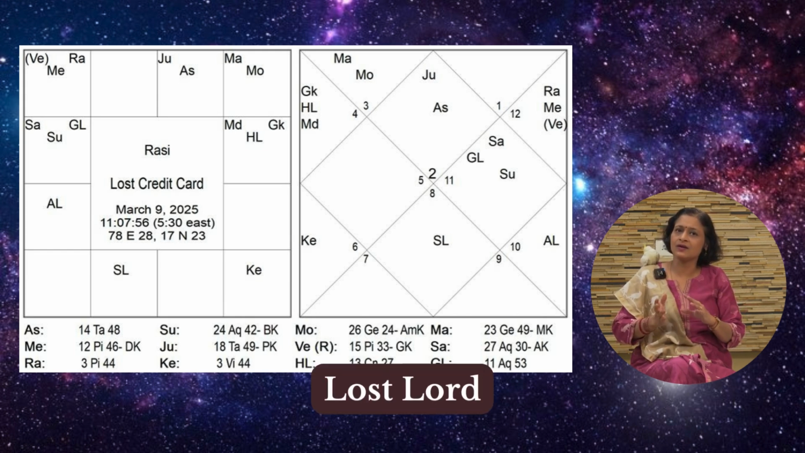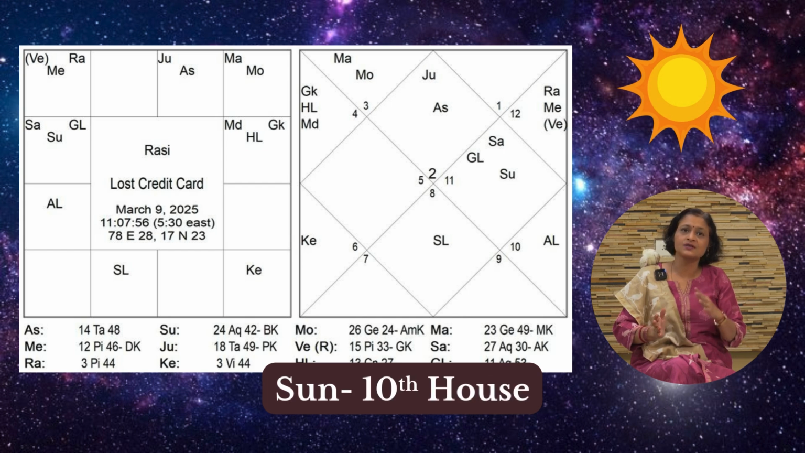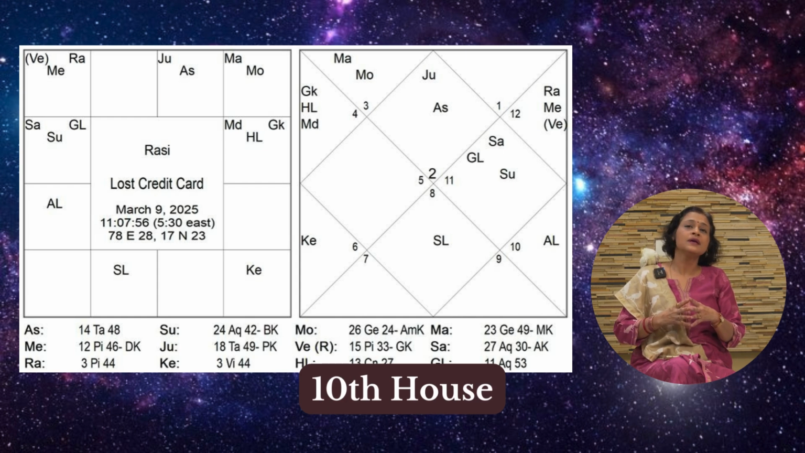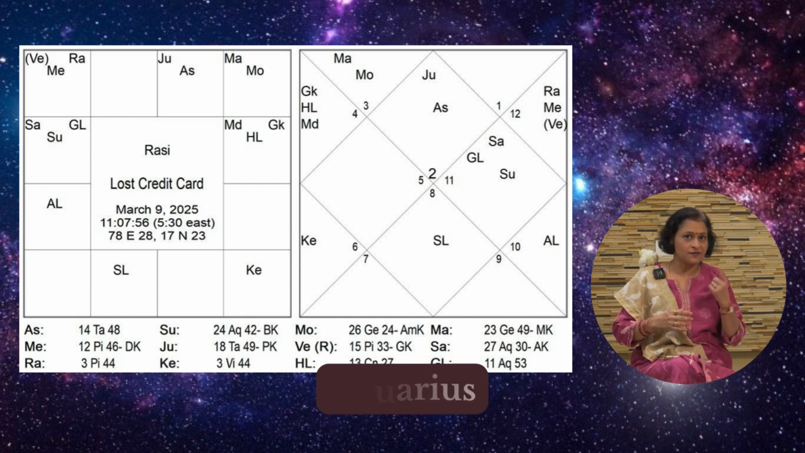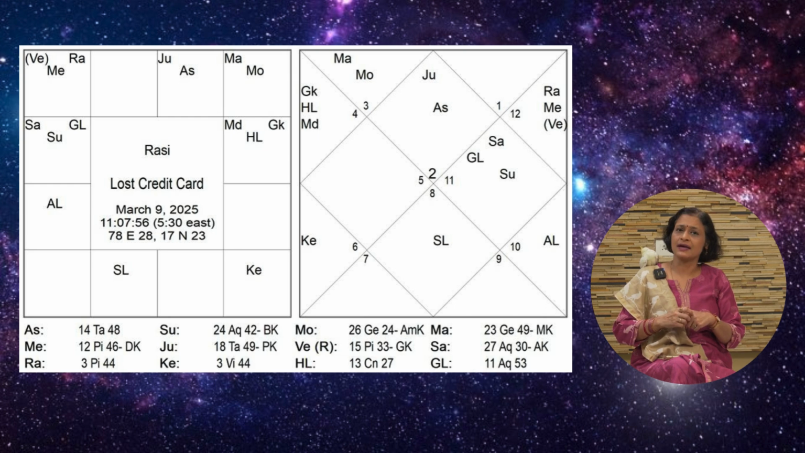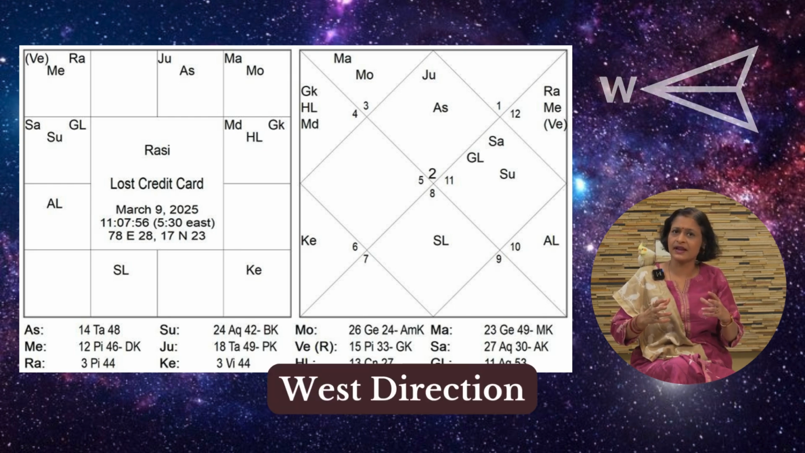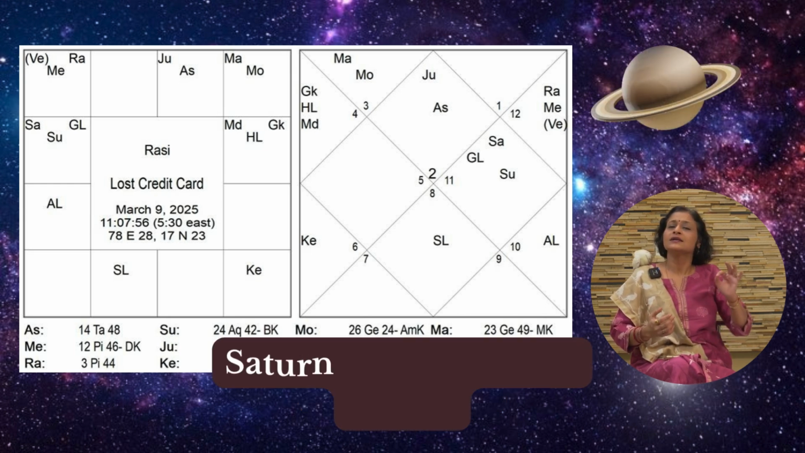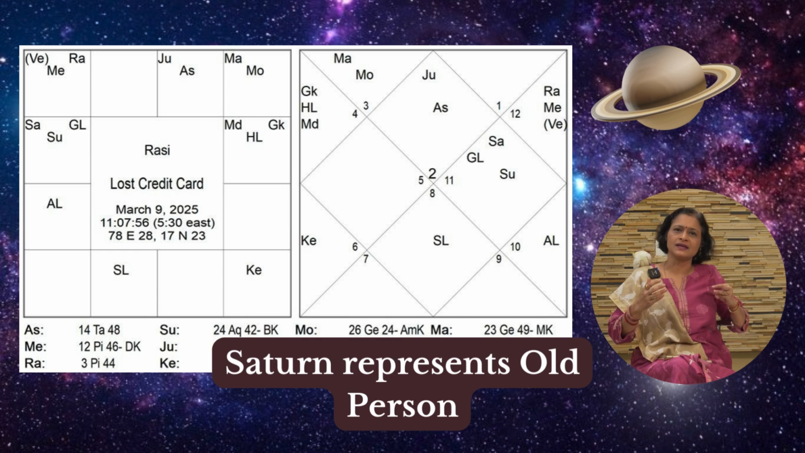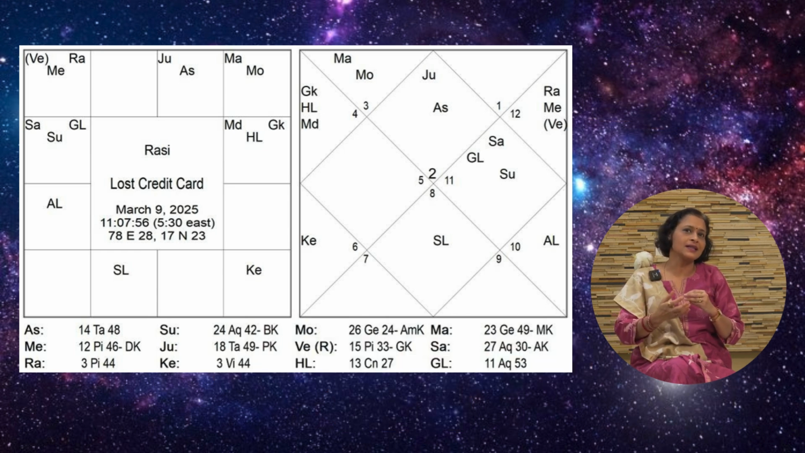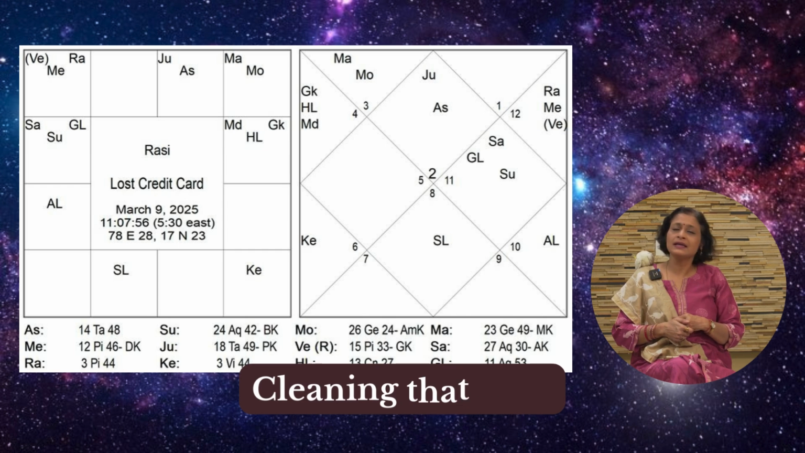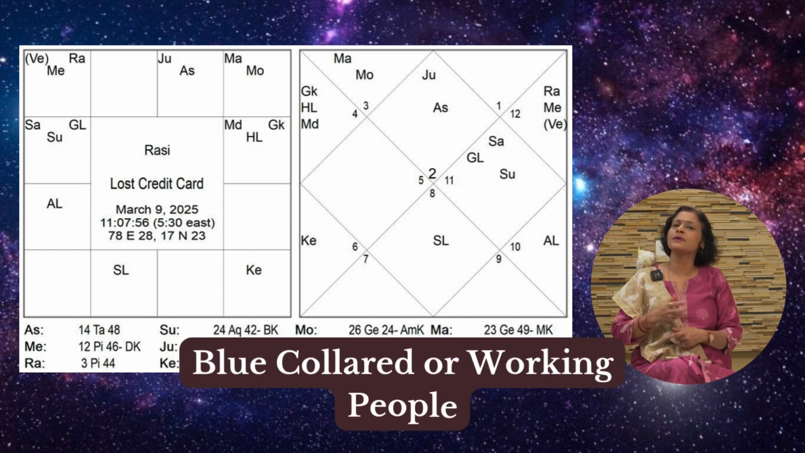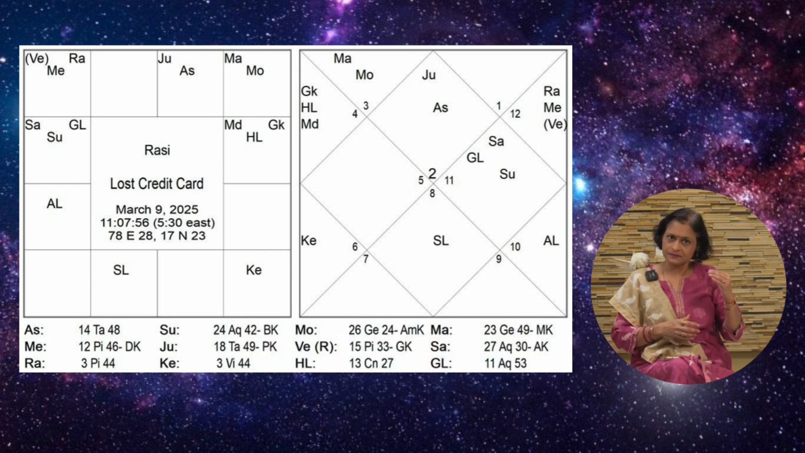Since I have seen that the lost property Lord, Sun, has gone in the 10th house with the Hora Lord Saturn, and the 10th house being the sign of Aquarius, a fixed sign and a sign which is in the west direction, I have used all these parameters. How? Saturn represents any old person or anybody working in that area. Cleaning that area up could also be done, because they also represent the blue collared people or people working per se.